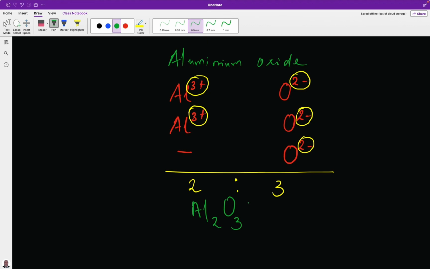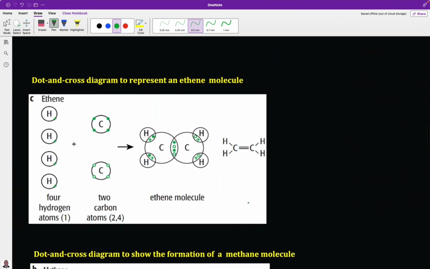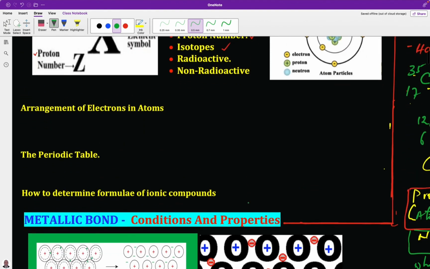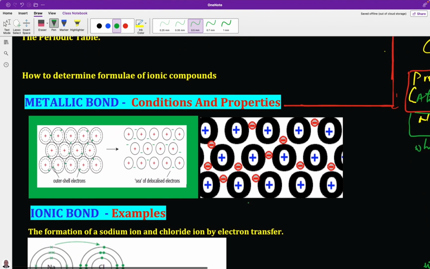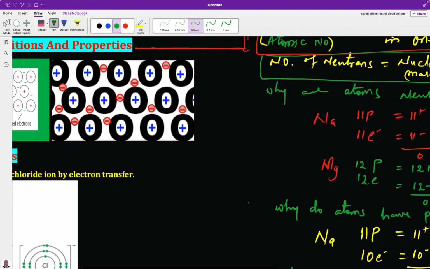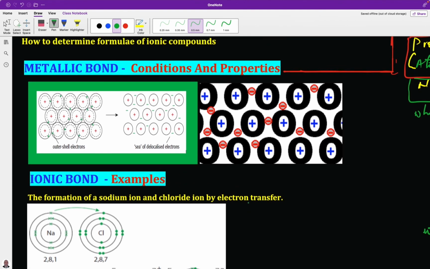It drives us to bonding. We have to go to bonding now. The first bond will be the metallic bond. Now, what is a metallic bond?